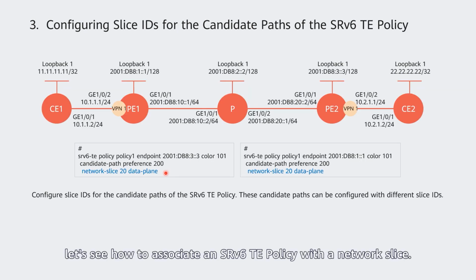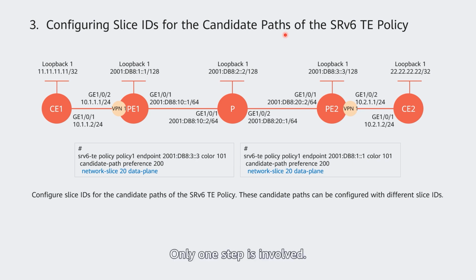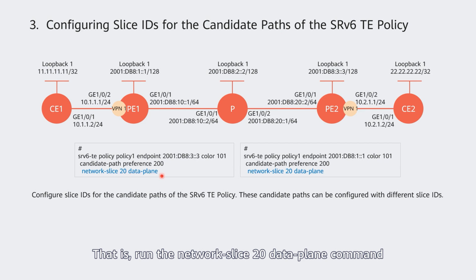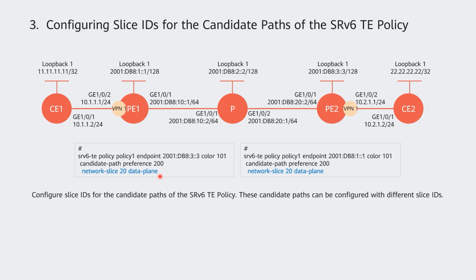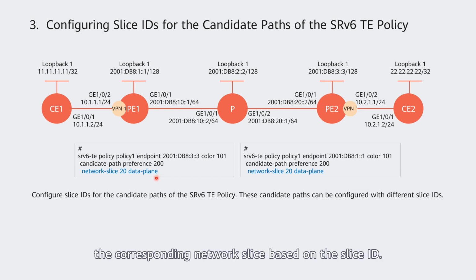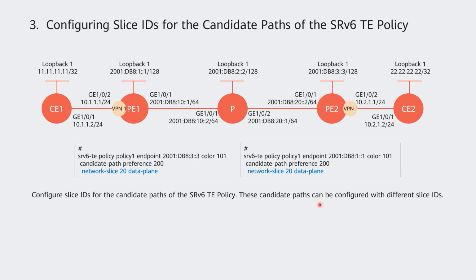Moving on, let's see how to associate an SRv6 TE policy with a network slice. Only one step is involved. That is, run the network slice 20 data plane command in the candidate path view of the SRv6 TE policy to specify a slice ID. In this way, the SRv6 TE policy is associated with the corresponding network slice based on the slice ID. If there are multiple candidate paths, you can configure different slice IDs.